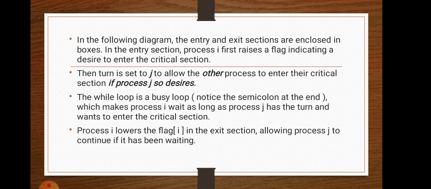Now the while loop, as I told, is a busy loop. As you may notice there, we have written the semicolon, which makes process I wait here. The while loop is a busy loop, which makes process I wait as long as process j has the turn and wants to enter the critical section. Process I is going to decrease the value of flag of I in the exit section, allowing process j to continue if it has been waiting.